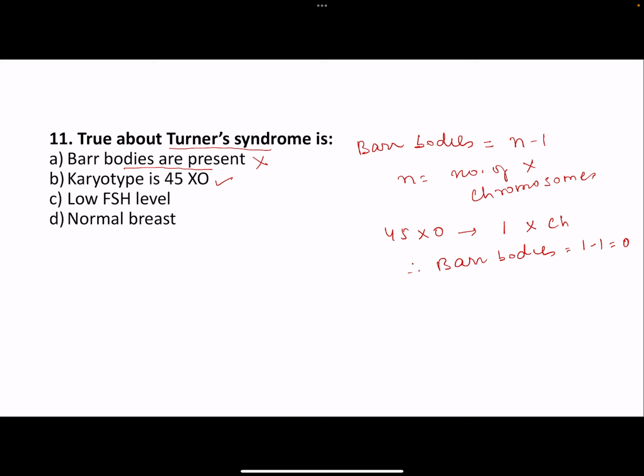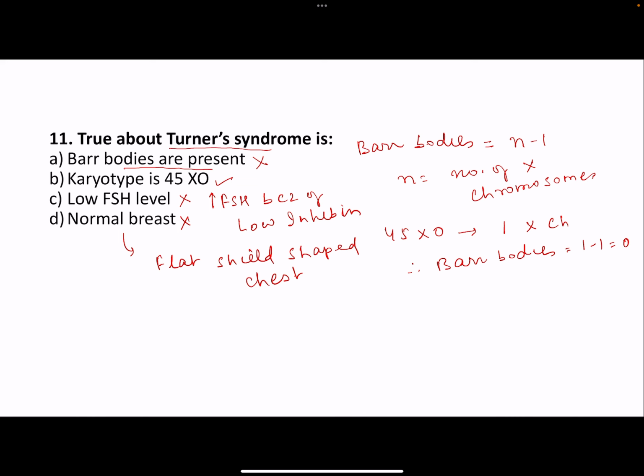Option C, low FSH level. Yes, it is false regarding Turner syndrome, because in Turner syndrome the FSH level is high because of the low inhibin level. So in Turner syndrome, inhibin level is low, therefore the inhibition of FSH is not there. So FSH level will be high. Option D, the normal breast, this is also wrong, because in Turner syndrome there is a flat, shield shaped chest. Here the breast is not developed normally.